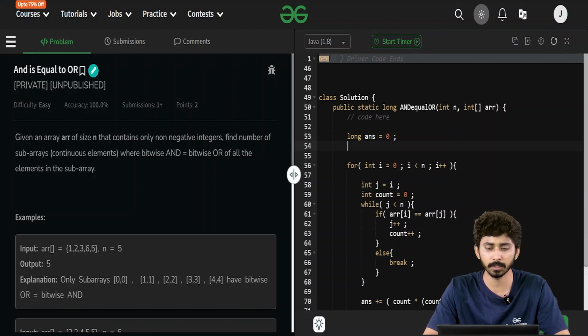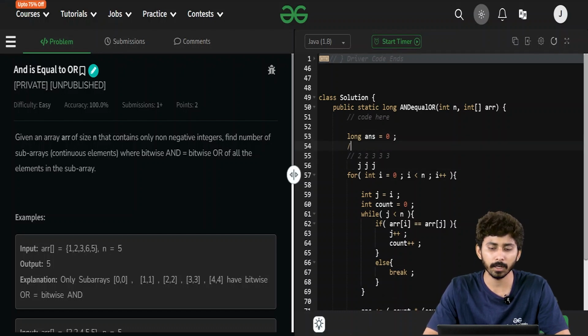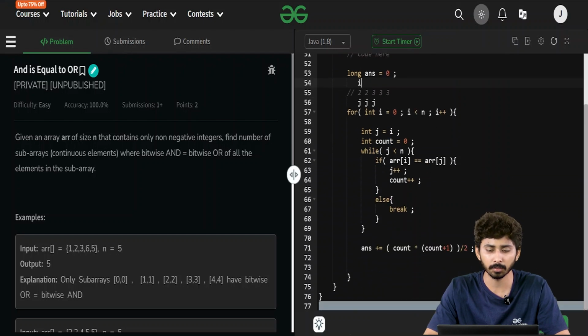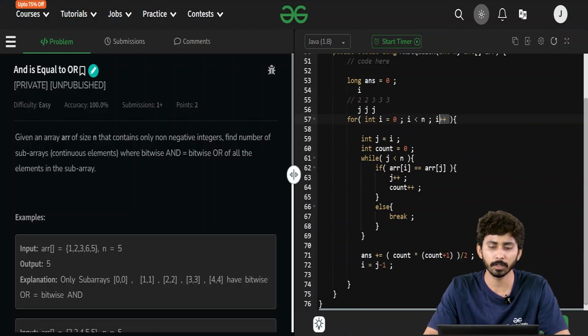Let's say you have 2, 2, 3, 3 and 3. Initially you will have i at the first index, then you will increment j, and then you will increment j again, and you will find out that the element at the ith index is not equivalent to the element at j. This is what will be happening. So where should you update i? You will update the value of i to the jth index. So you will say i is equal to j minus 1, because after this i plus plus will take place, so we'll increment i.